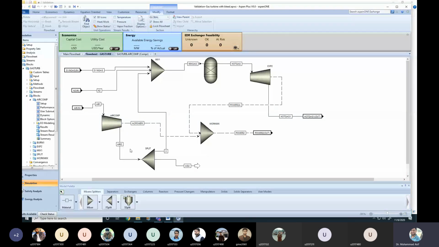So fuel and the compressed air that enter are mixed, and then it's fed into the combustion chamber. So this is a combustion chamber. So what happens in the combustion chamber? The combustion takes place. As a result of the combustion, the hot gases are produced. Those hot gases drive this gas turbine. So this dotted line basically represents the work.